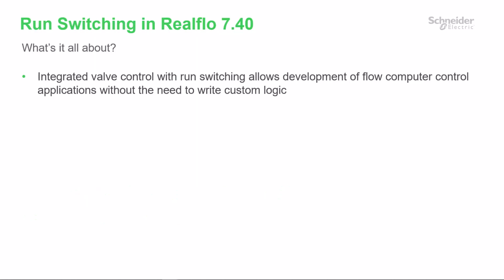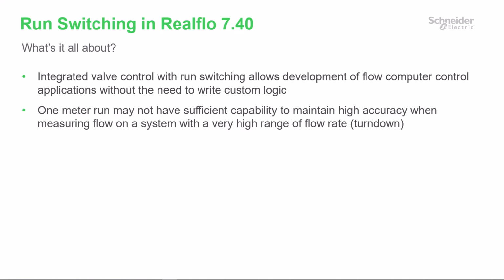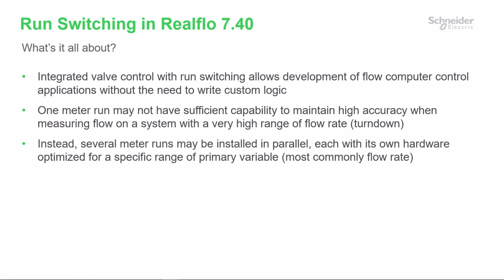This new tool provides you with the ability to control valves for multiple flow runs without the need to write any custom logic. A typical scenario for using run switching is that a single meter run may not have sufficient capacity or the capability to maintain high accuracy when measuring flow on a system with a very high range of flow rate. Instead, you can install several meter runs in parallel, each with a pipe diameter and meter type optimized for a specific range of flow rate.